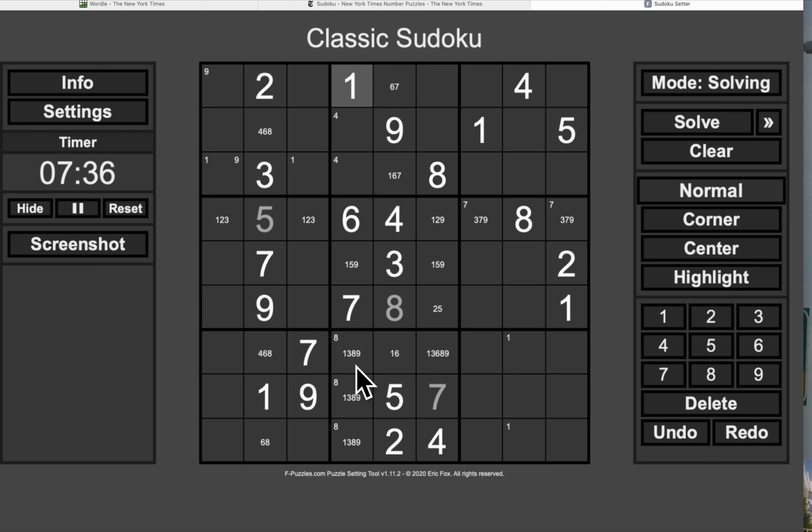Okay, this 1 tells me none of these could be 1, actually. Neither could that, so that's down to 5 or 9. I got 2 places for a 5 here. No, 3 places. I definitely have only 2 places for a 2.